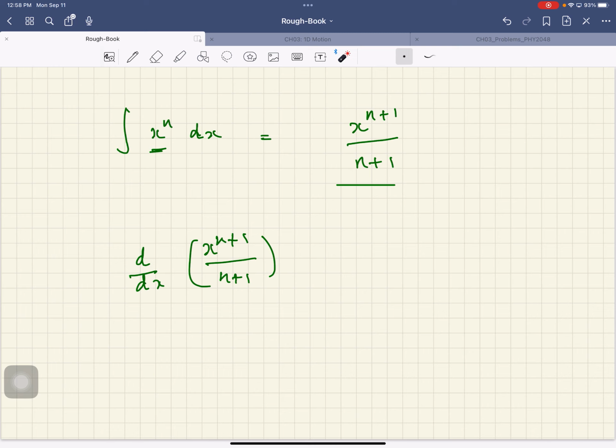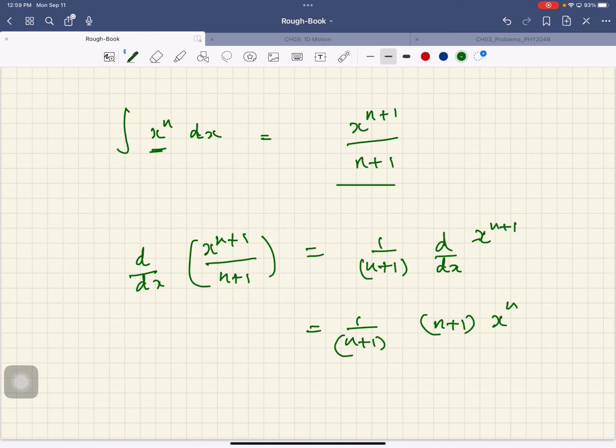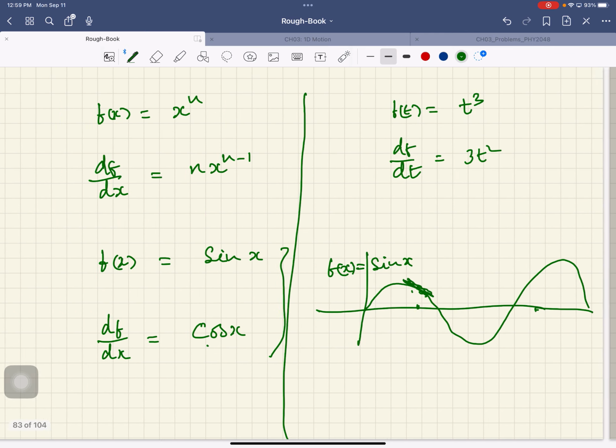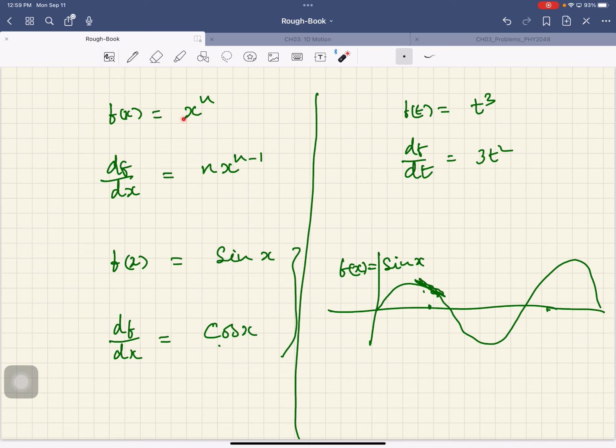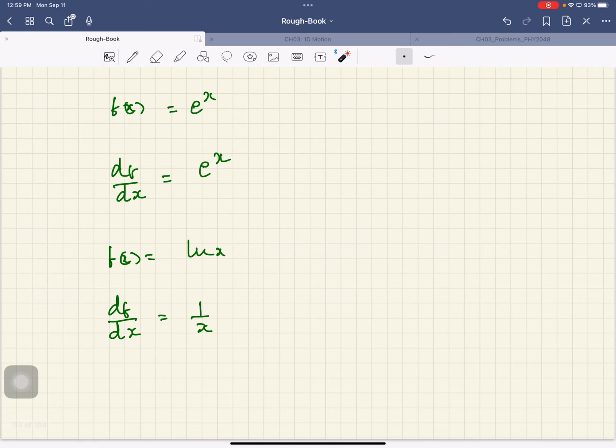1 over n plus 1 is a constant. d by dx of x to the power n plus 1, and we know the rule. The derivative of that is n plus 1 times x to the power n. And this cancels that, and that's equal to x to the power n. So what we are using is this rule: the derivative of x to the power n is n times x to the power n minus 1. That's the rule we used. Do you understand now?